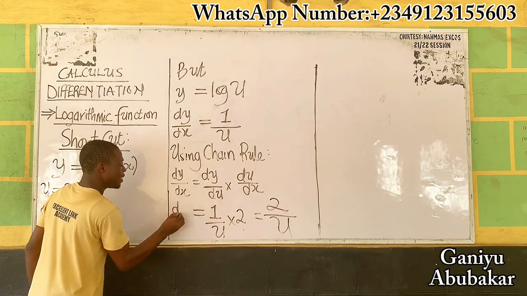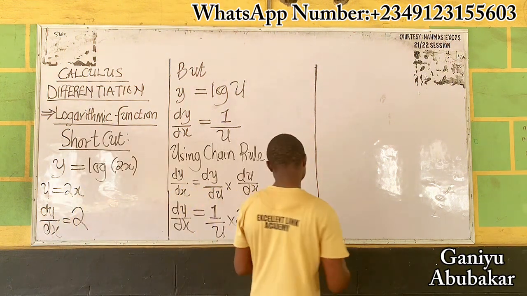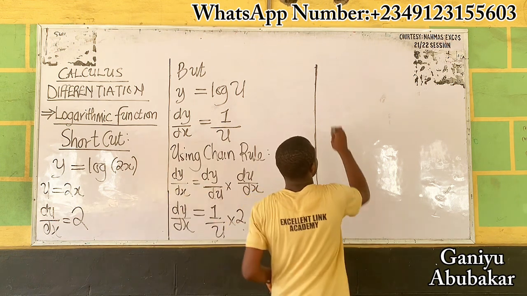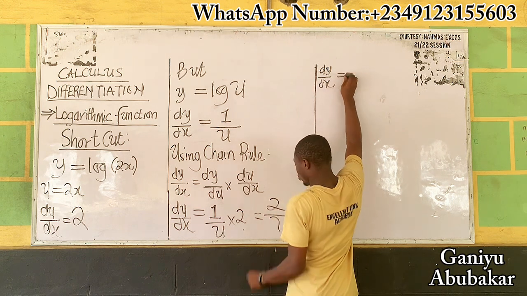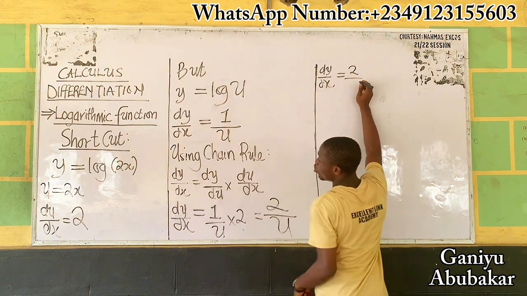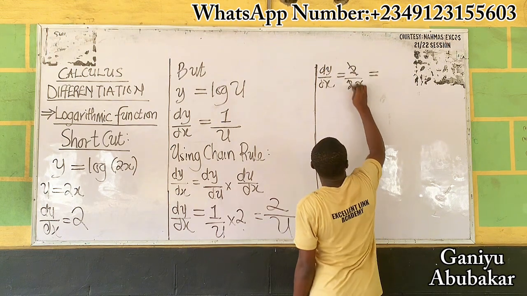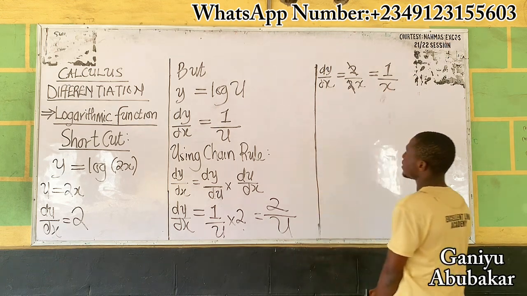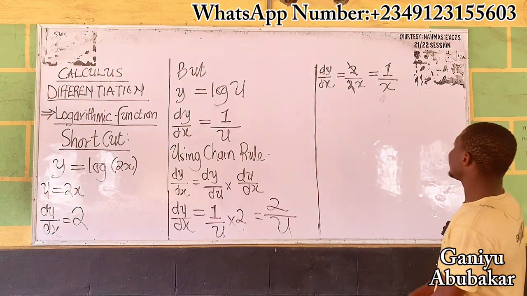To get my final dy over dx, it is as easy as replacing your u with 2x, that's all. So dy over dx will be equal to 2 over what's u? u is of course 2x, so that's 2 over 2x. What do we expect? This one will cancel this, so I have 1 over x as my answer using my normal concept. Let's now use the shortcut.